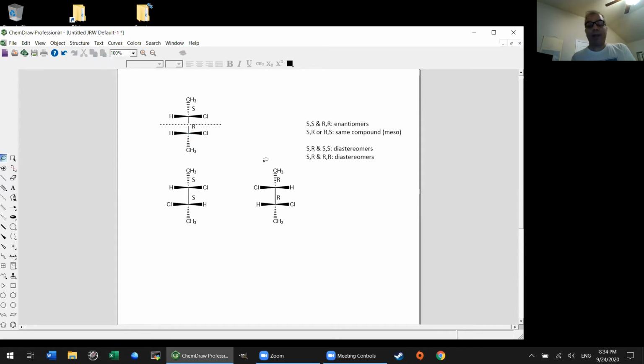And that's another way to think of mesocompounds. You can think of them as compounds with 2 or more chiral carbons that are their own enantiomer.